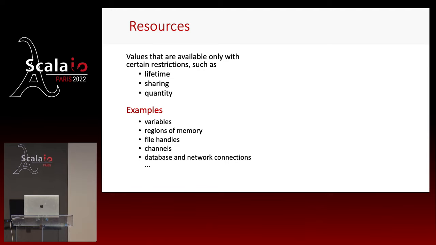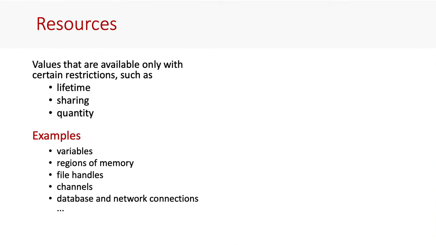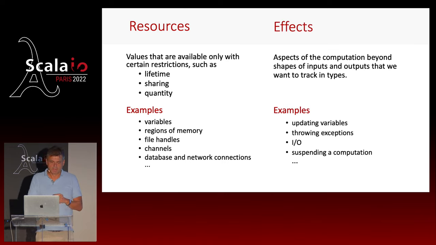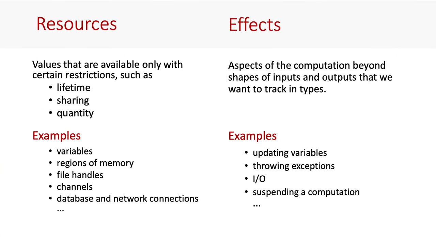So examples are a variable is a resource, a region of memory, a file handle, a channel, or database or network connections. These are all essentially values that you can use only with some strings attached, some limitations. You can't use them freely like our functional values that we can use everywhere and as long as we like. What is an effect? So for me, an effect is an aspect of the computation beyond shapes of inputs and outputs that we want to track in the types.